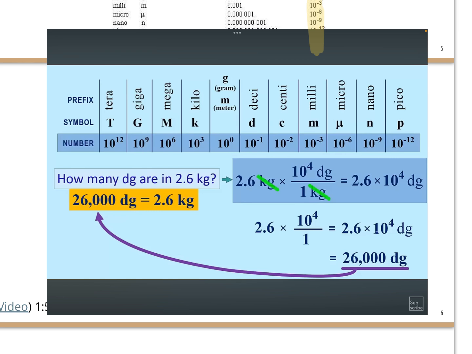Okay, and if you're wondering how they did that, remember I said earlier that this number up here, if it's a positive, it's how many times you're going to move the decimal to the right. So they had 2.6 to the 4th, so they just went 1, 2, 3, 4. You fill in this blank space with zeros, 26,000.